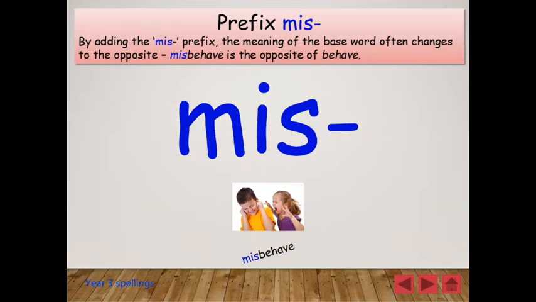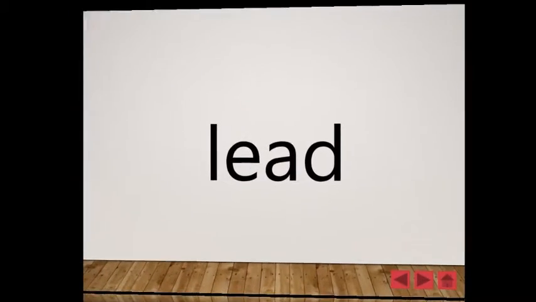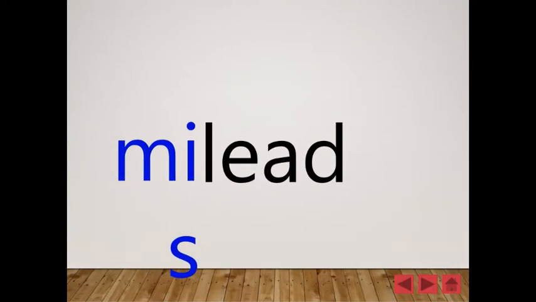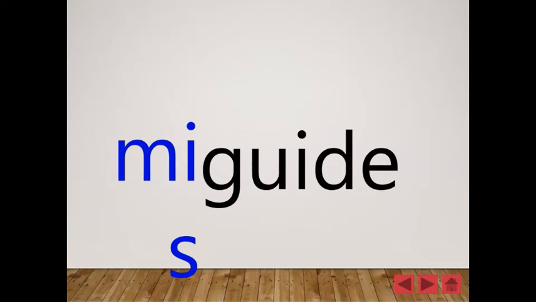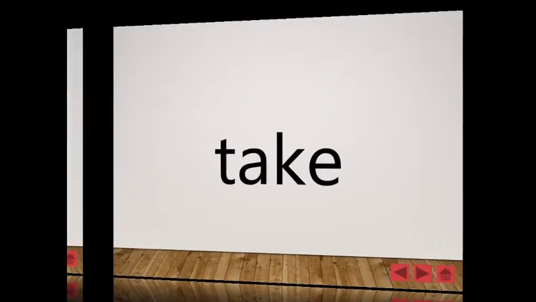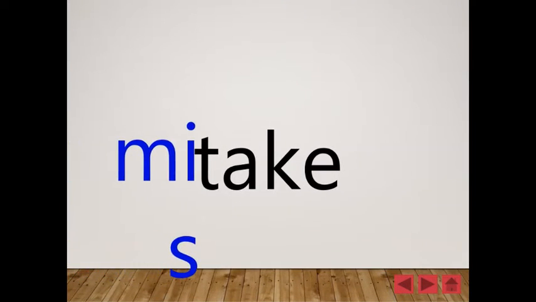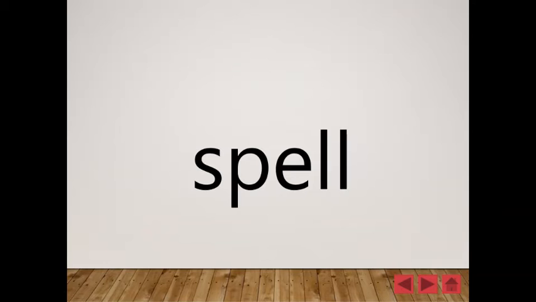Let's move on with another prefix, "mis". By adding "mis", the meaning of the base word changes into the opposite. So the verb behave is transformed into misbehave. Lead, mislead. Guide, misguide. Take, mistake. Spell, misspell.